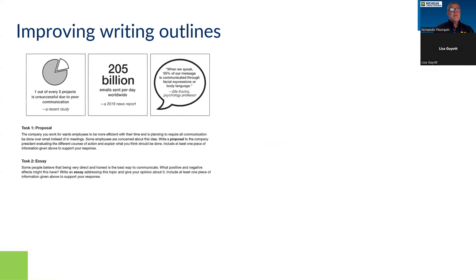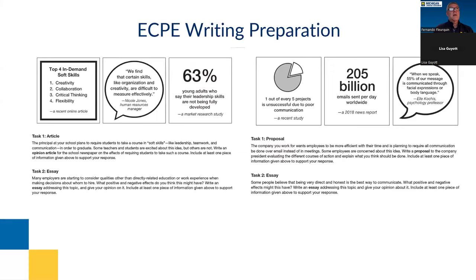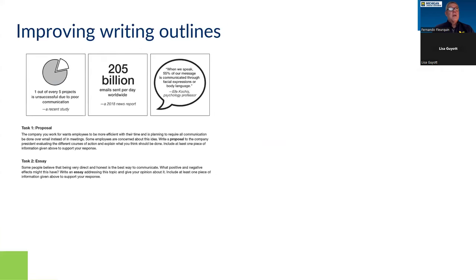So we have these two samples. We talked about these are the principal in the school. These are prompts that you will see for the different samples now. The article about the soft skills courses, the essay about using qualities other than directly related education or work experience when making decisions about hiring, the company that wants to shift all communications to emails instead of meetings, and an essay about being direct and honest as the best way to communicate.